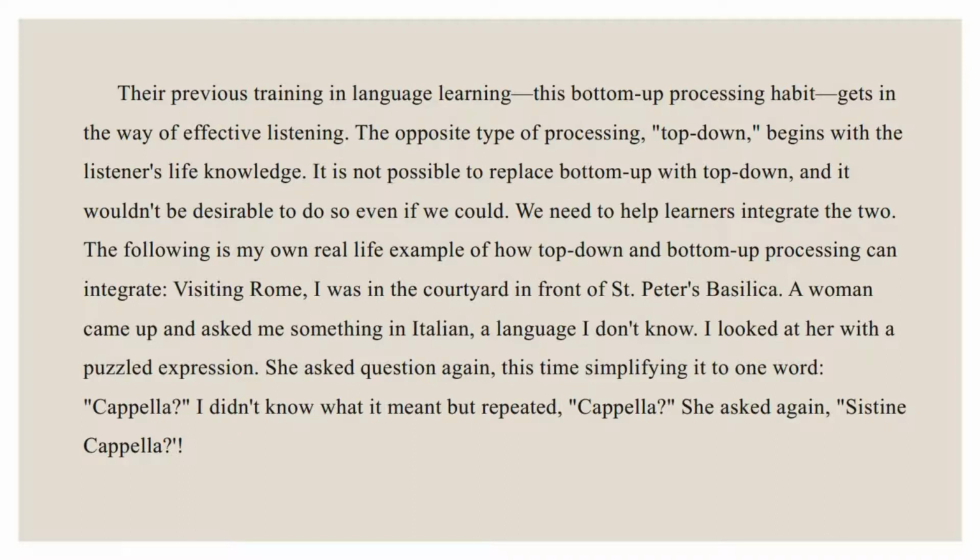The opposite type of processing, top-down, begins with the listener's life knowledge. Now there is an example given by Brown. He says that he was in Germany and did not know how to speak German. A lady came to him and asked something in the German language. Although he was unable to understand the meaning of the words, when she added two or three words, he came to know with his background knowledge that she was asking about a church.